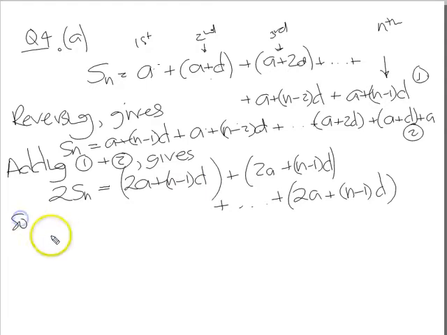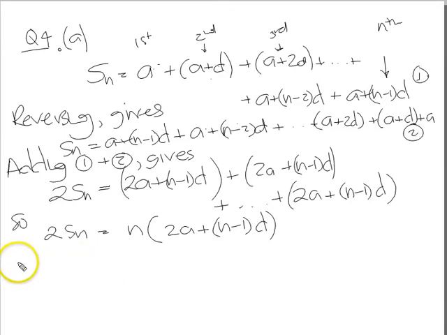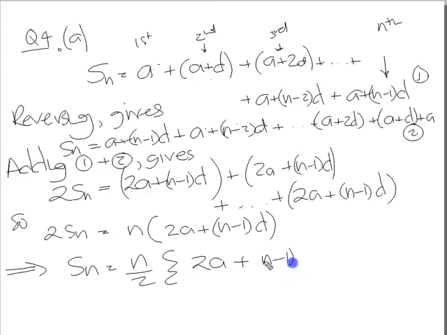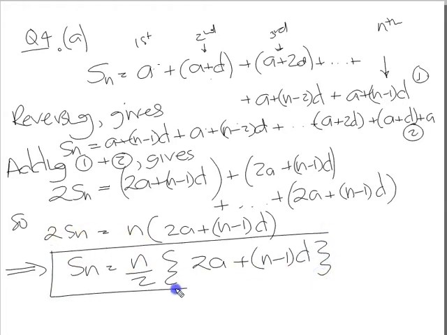So 2Sn is equal to n lots of 2A plus n minus 1Ds. Fine. Now divide both sides by 2. N over 2. Put a nice bigger bracket, I think. A brace then. 2A plus n minus 1D. There we are. There's the formula we were asked to derive.